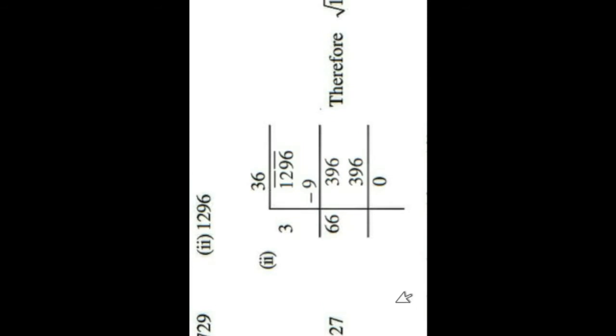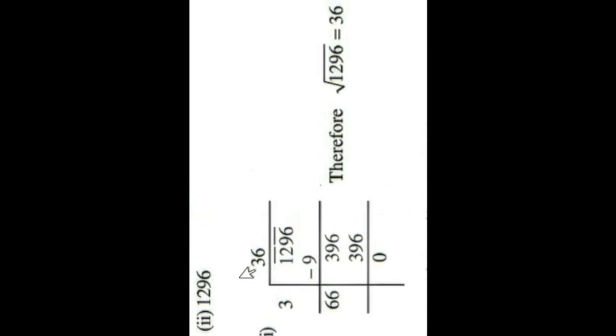Now the next number is 1296. Again starting from the unit digit make the pairs. This is the first pair, put the bar on it, and this is the second pair of two numbers, put the bar on it. Below 12 the nearest square number is 9. So 3 threes are 9. 12 minus 9 is 3. Take this 96 down. Now here 3 plus 3 will be 6.